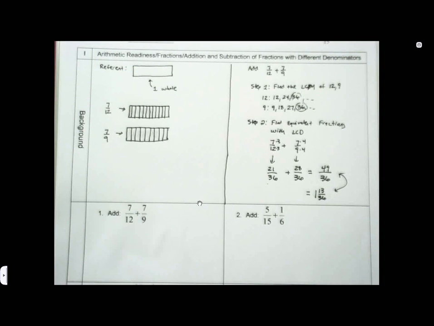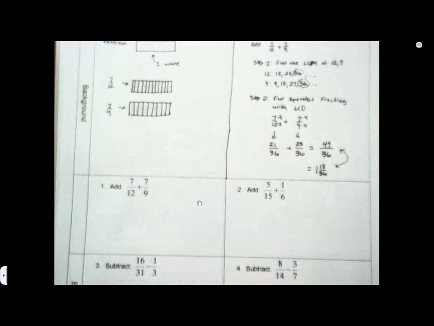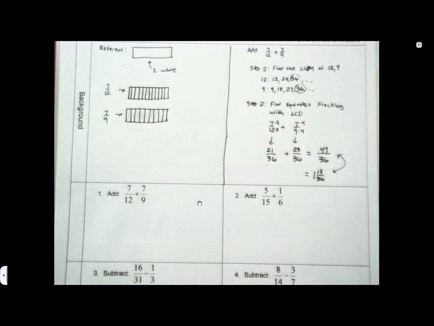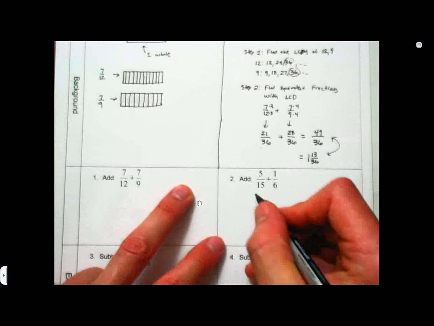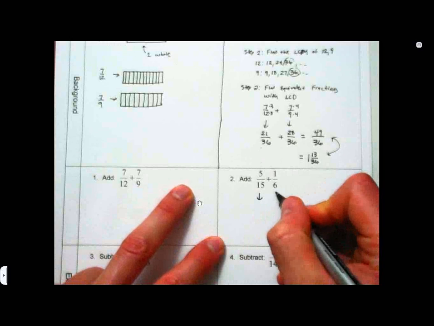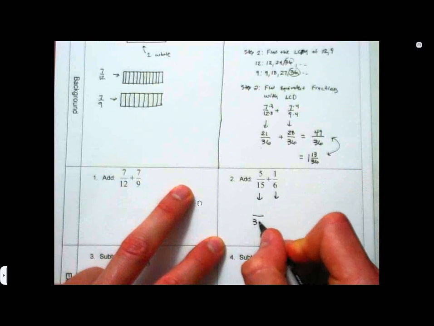Okay, your turn. So I want you to try number 2. Pause the video and then restart it when you're ready. So for number 2, the first step again is we want to find a least common denominator, which you should have found is 30.